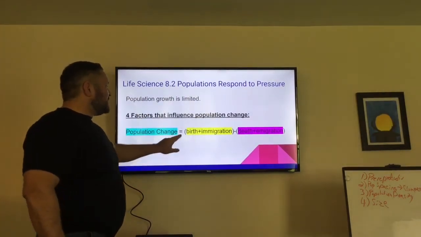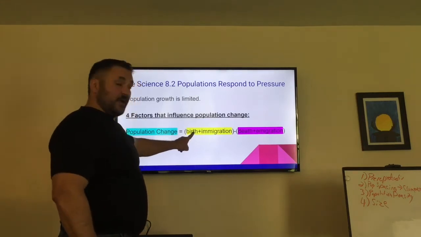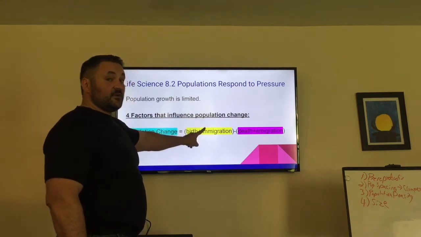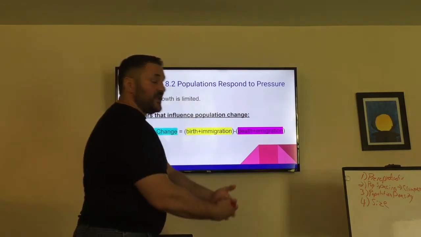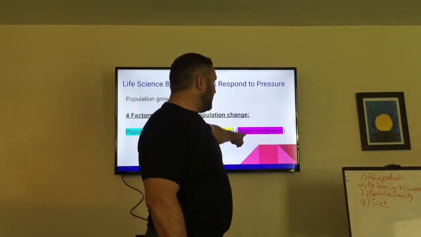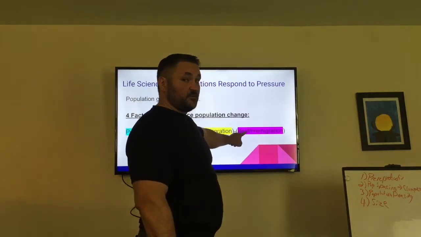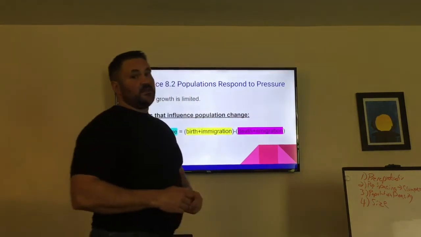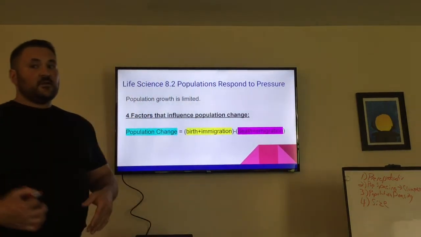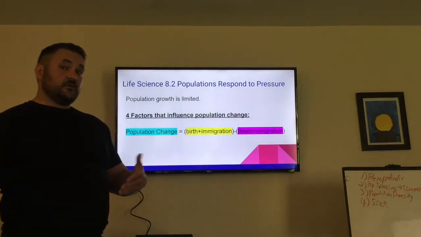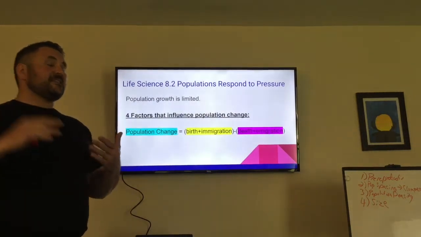Population change is equal to birth, how many organisms are being born, plus immigration. Immigration means to move into the area where other things are, minus death, to die, whether it's natural or being eaten or something, plus emigration. Emigration means to leave the area. If an area is not having enough food for deer, the deer will move to another area. That's emigration.